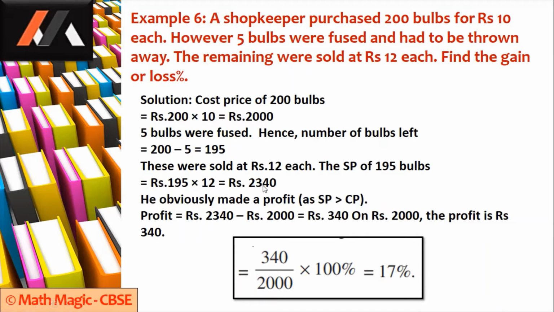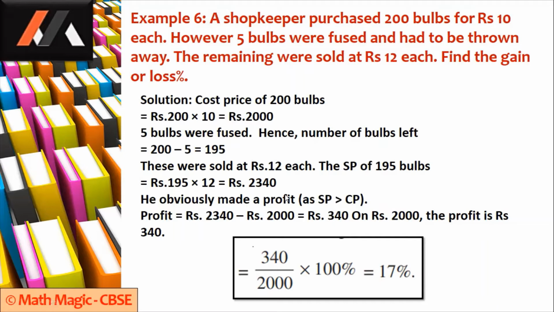2340. In this case, the selling price is greater than that of the cost price. The cost price of 200 bulbs is 2000. The selling price of 195 bulbs is 2340. Therefore, the selling price is greater than the cost price. Therefore, the shopkeeper has made a profit.